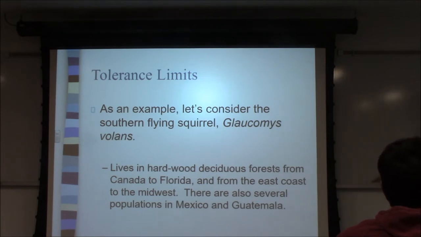How did those flying squirrels get down to Guatemala and Honduras? Because between there and the hardwood deciduous forest up here is a lot of desert. And the thing about deserts is flying squirrels don't do very well in deserts. They don't glide from cactus to cactus. They glide from tree to tree. So how do they get down there?